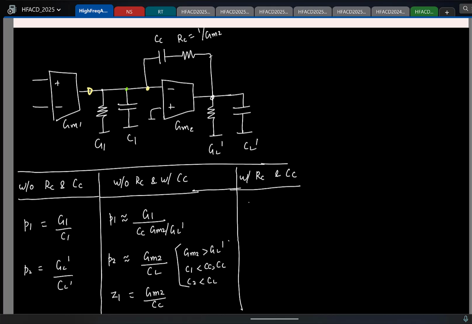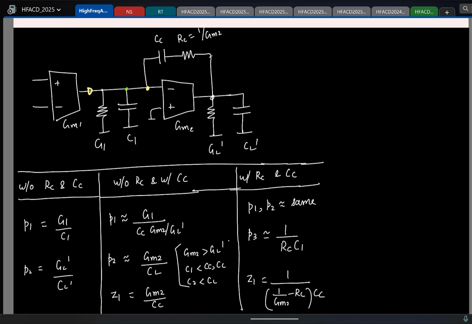So here I've already told that the first 2 poles are roughly at the same location, no change. Instead I have a third pole that is roughly at 1 by RC C1. And the 0 actually moves to this frequency 1 by GM2 minus RC times CC, correct?